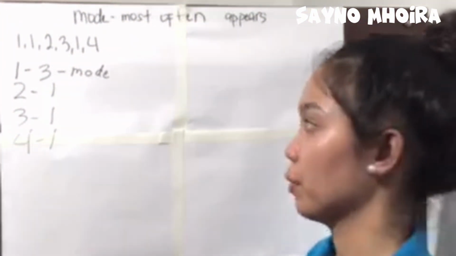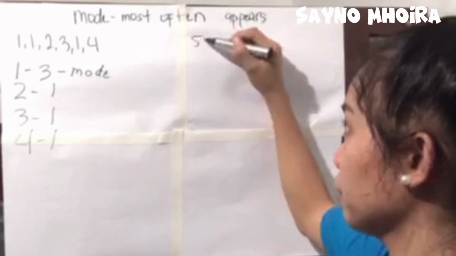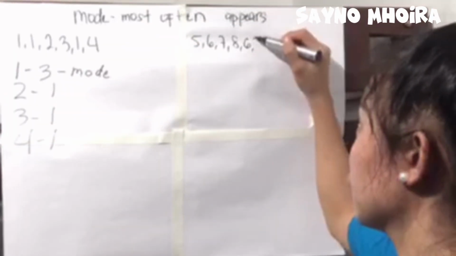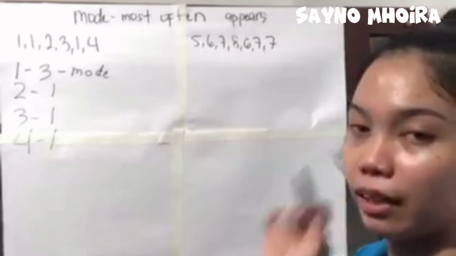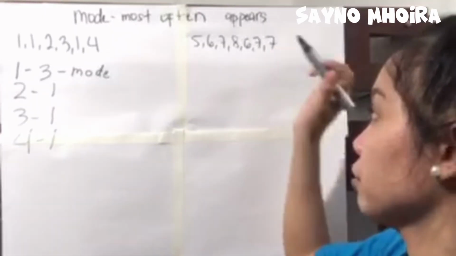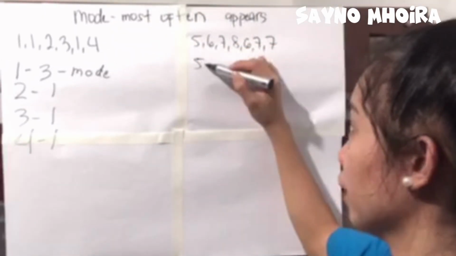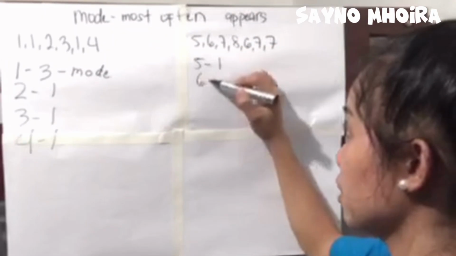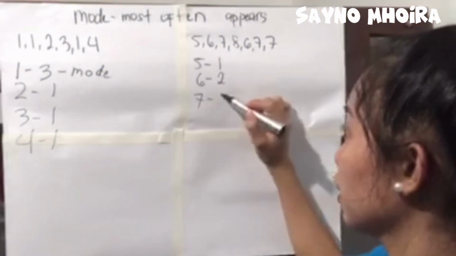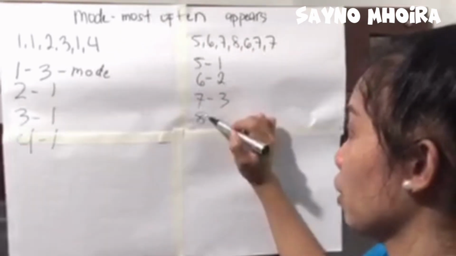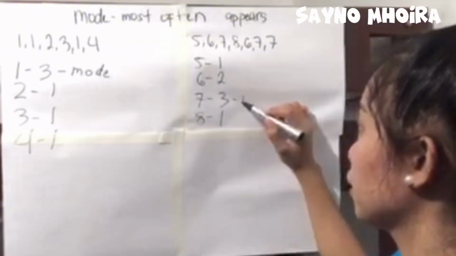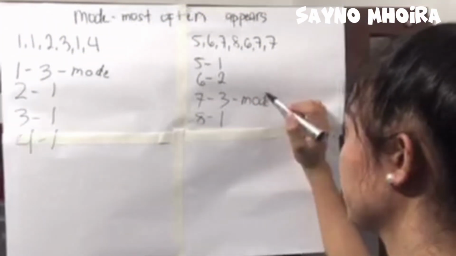Let's have another example. We have 5, 6, 7, 8, 6, 7, 7. Again, let's take a look at these numbers and count how many times they have appeared. First, we have 5 and it appears just once. We have 6 and it appears 2 times. We have 7 and it appears 3 times. And 8, it appears just once. So, our mode here is 7 because it appears 3 times.